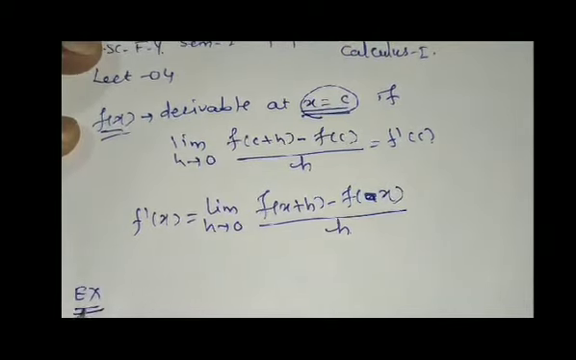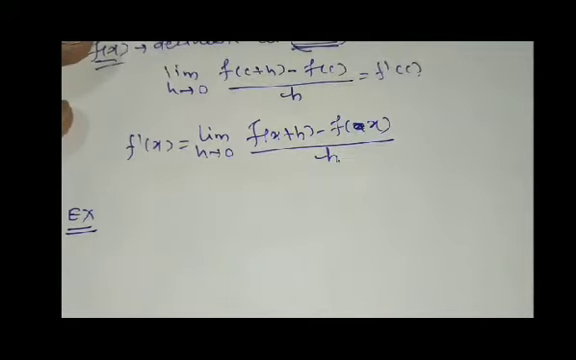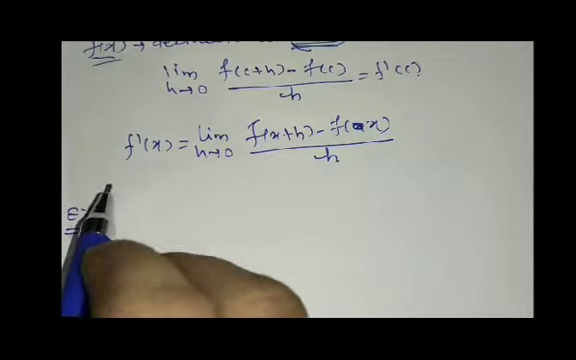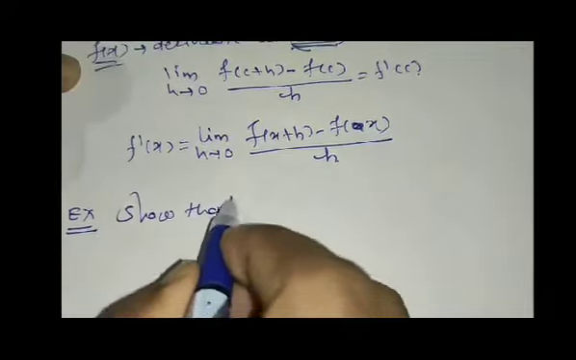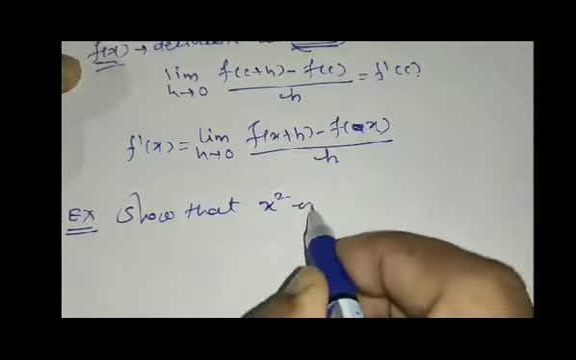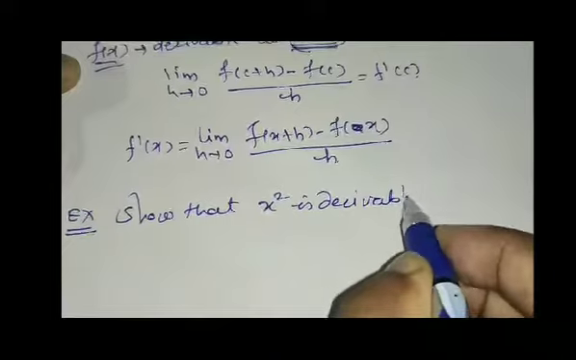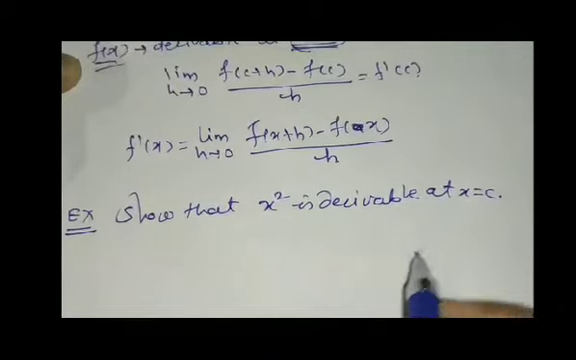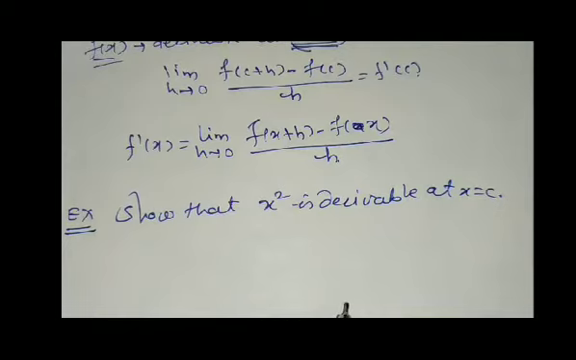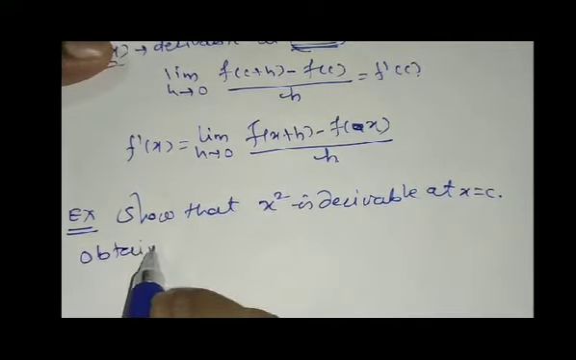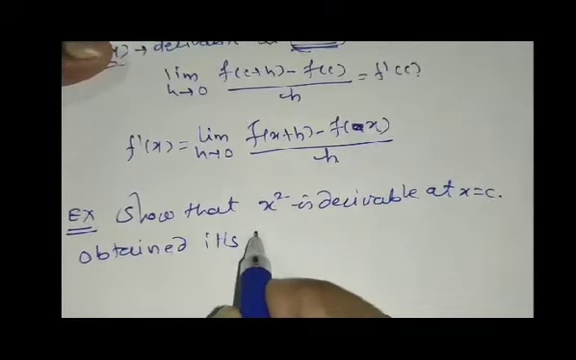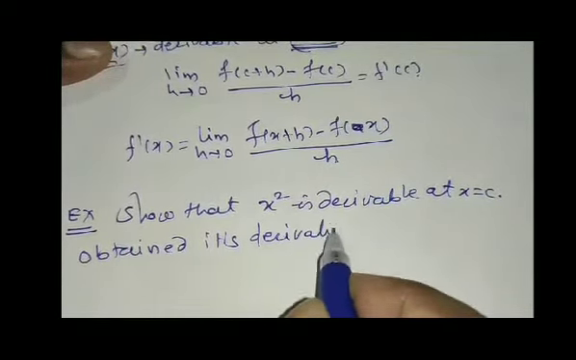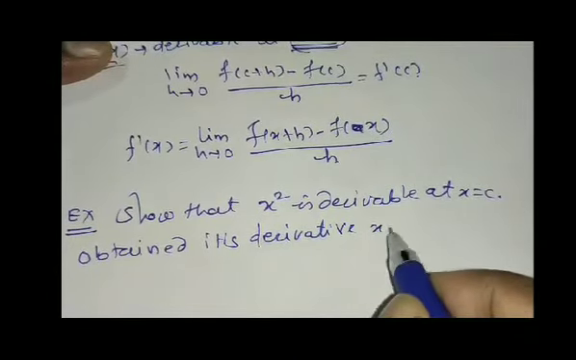Now student, we start to discuss examples. So here the first example is: show that x square is derivable at x is equal to c, and obtain its derivative for x is equal to 1.